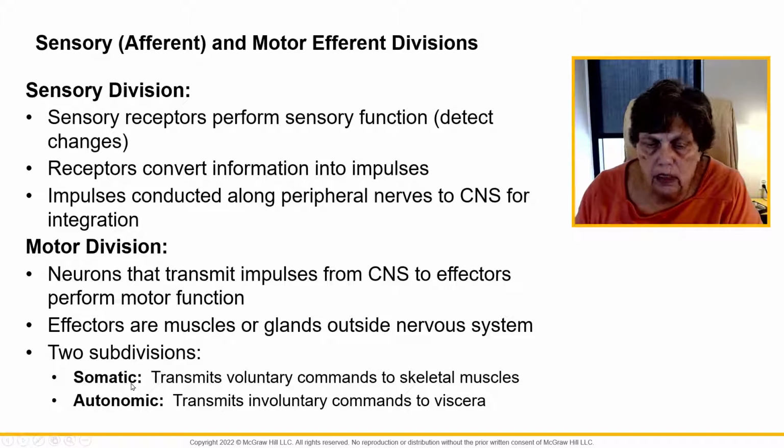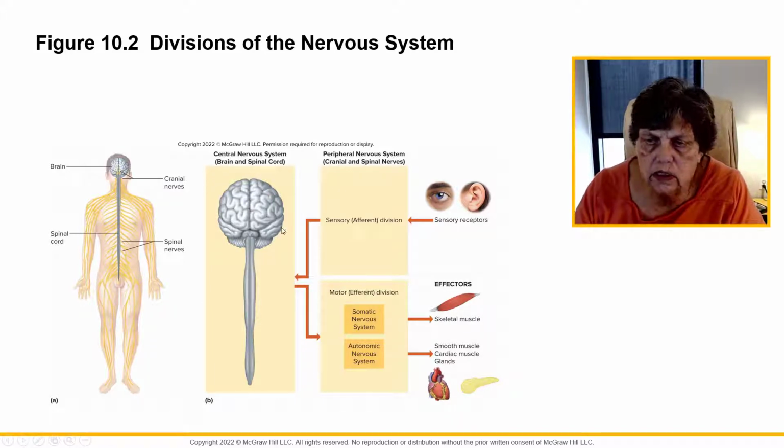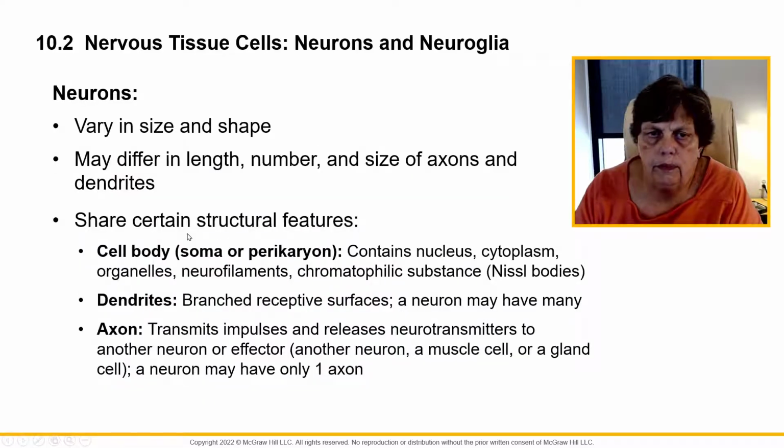The somatic is to the skeletal muscles, the autonomic to the involuntary commands to the viscera, to the rest of the organs. So somatic is voluntary commands, autonomic involuntary. So if we take a look at it, these are our divisions. This is the central nervous system, and this is the peripheral nervous system.